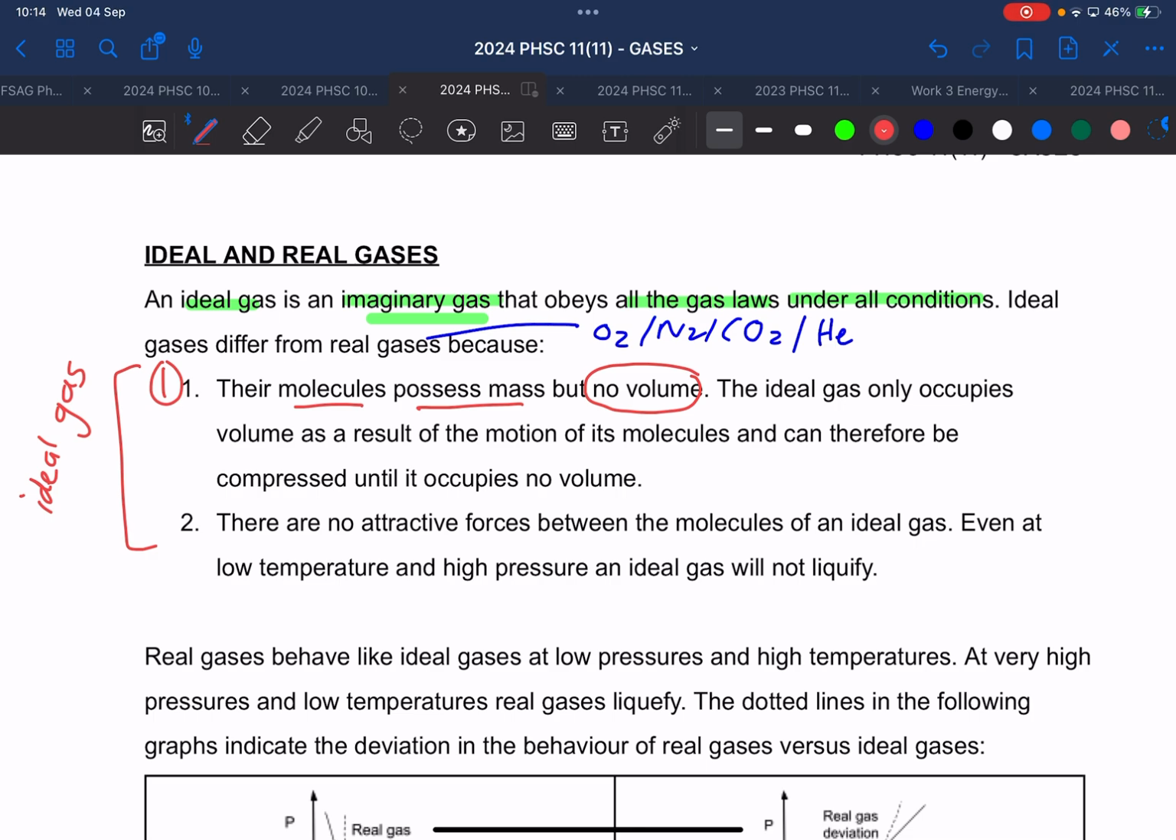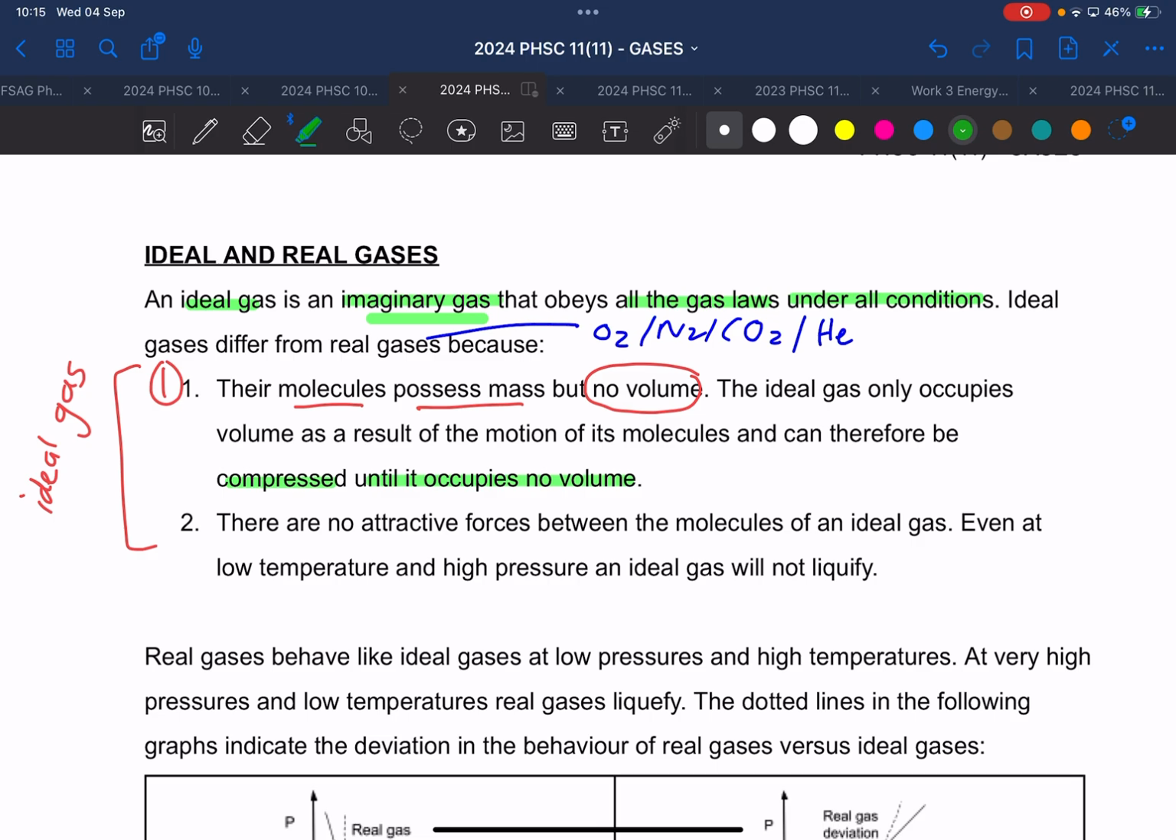No. That is why the ideal gas is an imaginary gas, because we know it's not possible. If I do this, in some way, I can't make it any smaller. You all want me to pop it, right? So, very important there that you can compress it until it occupies no volume.